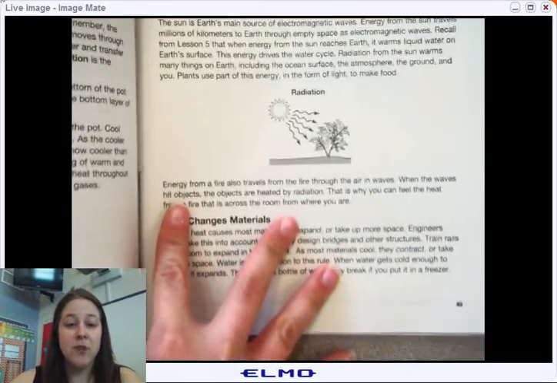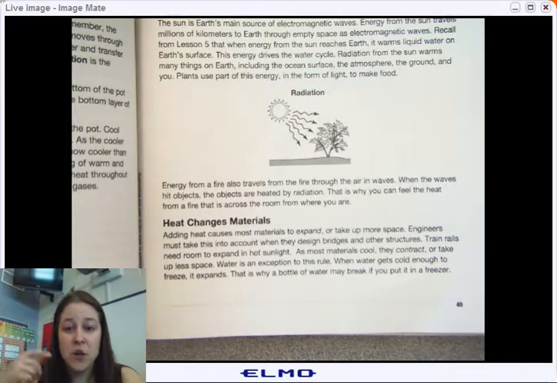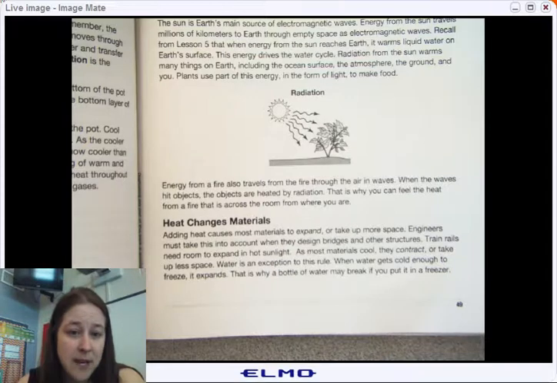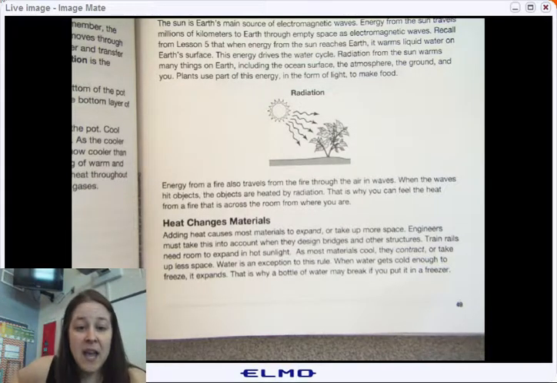Energy from a fire also travels from the fire through the air in waves. When the waves hit objects, the objects are heated by the radiation. This is why you can feel the heat from a fire that is across the room from where you are.